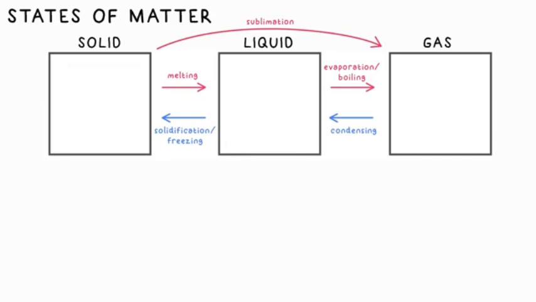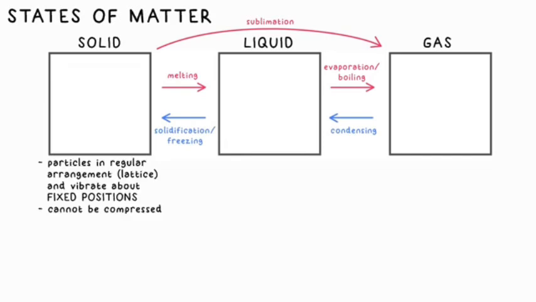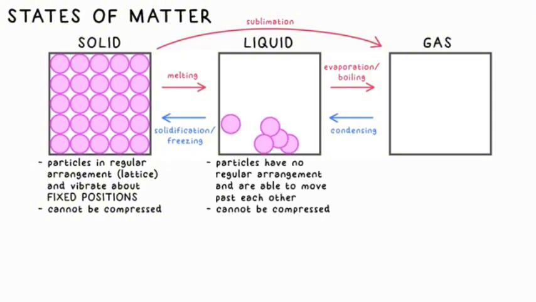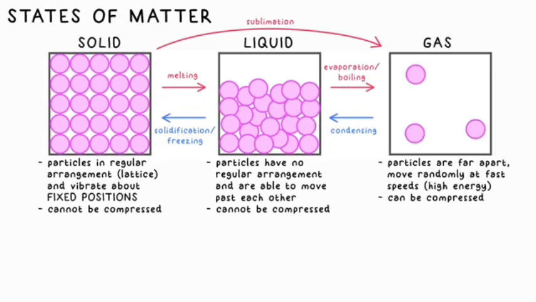Solid, liquid and gas are the 3 main states of matter. For example, water can be ice, a solid, where the particles, or molecules in this case, vibrate around fixed positions. It can also be liquid water, where the molecules are still touching but are free to move past each other, and it can also be a gas, water vapor we call it when it's water, where the particles are far apart and move randomly, and they also have the most energy and so move quickly.